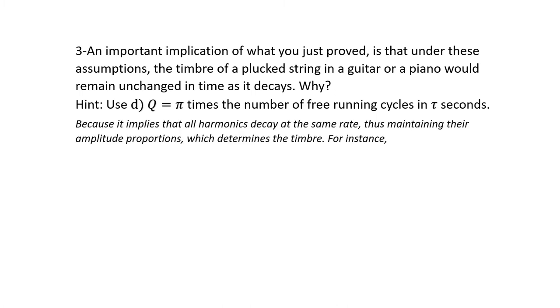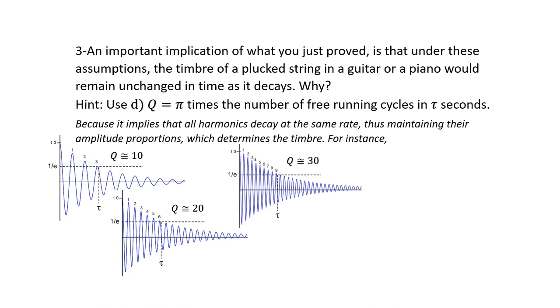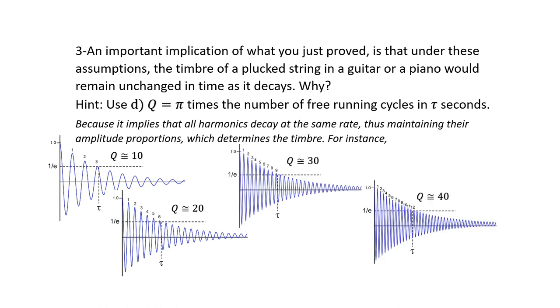Why? Because it implies that all harmonics decay at the same rate, plus maintaining their amplitude proportion, which determines the timbre. For instance, say the Q of the fundamental is 10, then the second harmonic must be 20, and the third 30, and the fourth 40, and so on. They all decay at the same rate, so the timbre is kept.